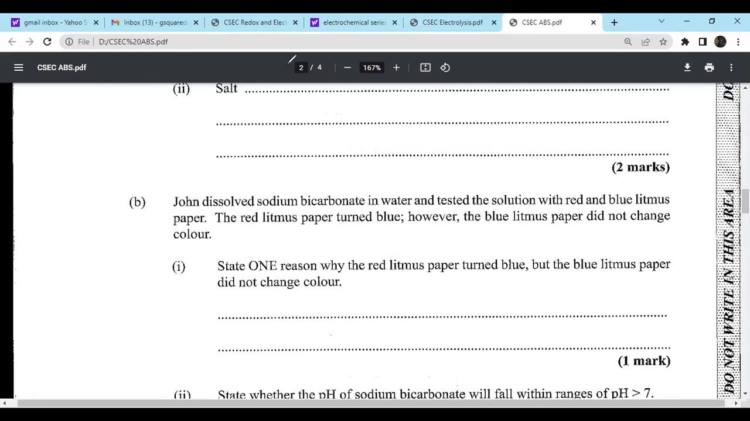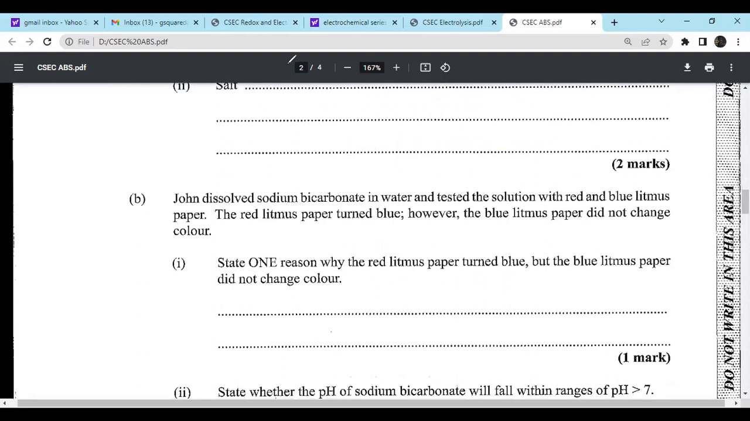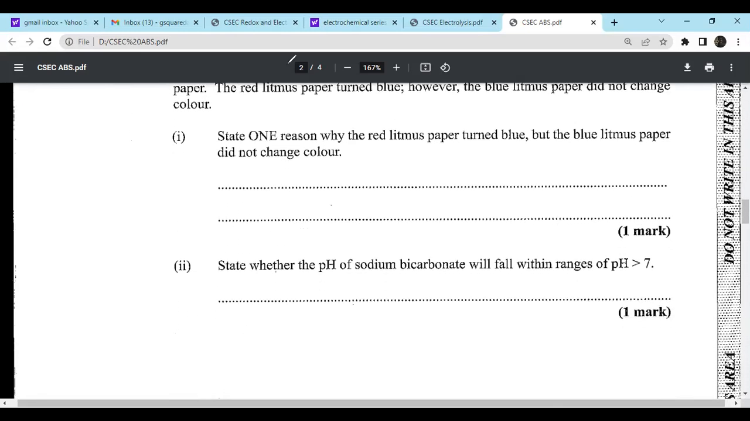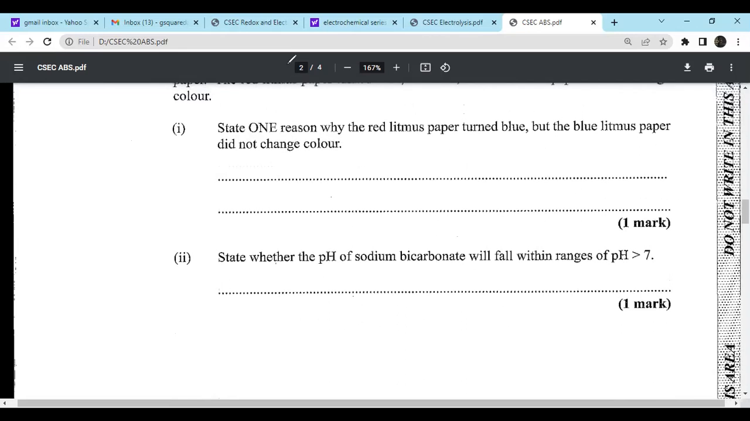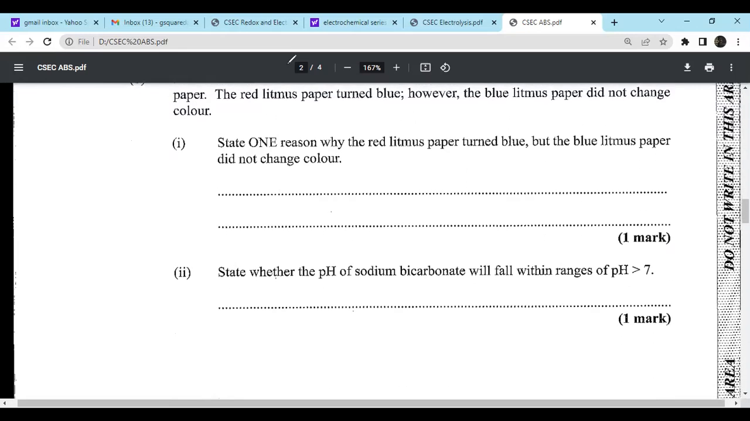Well, the solution is basic. So therefore, the red litmus would change to blue, but the blue litmus would not change because it's already blue. Okay.